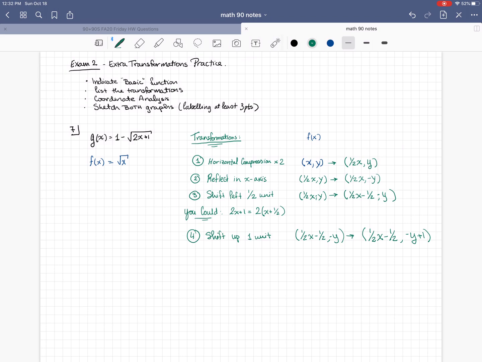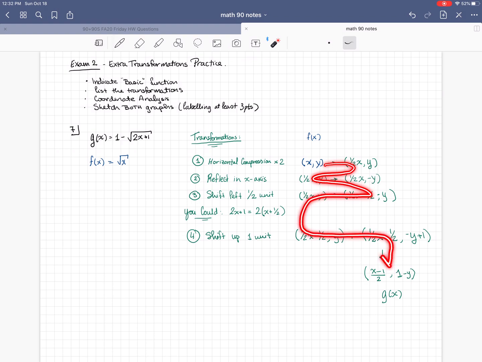So there we are: 1/2 x minus 1/2, comma, negative y plus 1, and it might be nicer to clean this up, and it becomes x minus 1/2, comma, 1 minus y. Okay, so that is the final destination of a point on the graph of f. So again, you started at the point x, y, and then you wound your way through ending up here. Okay? All right, so the square root of x, again, we've graphed this many times before.